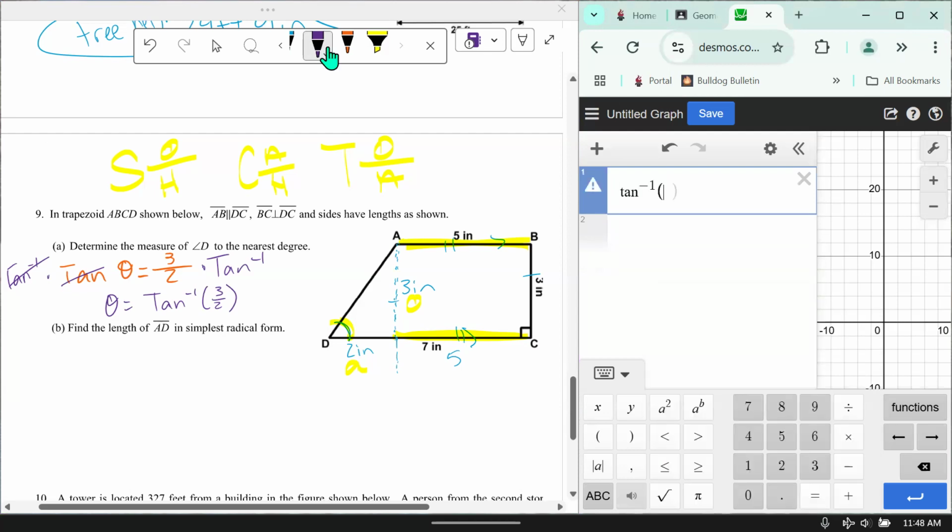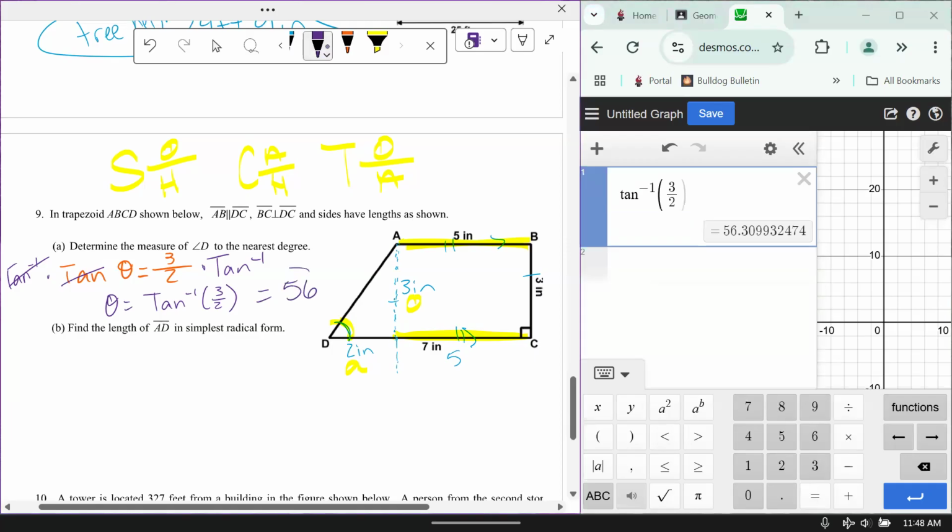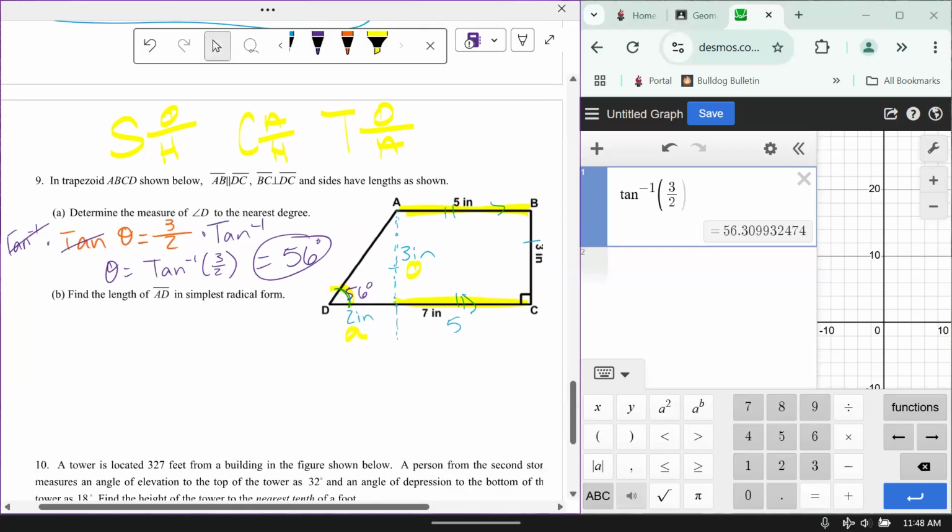Okay, inverse of tangent, 3 divided by 2. Okay, and this says to the nearest degree, so that would be 56 degrees. So D equals 56 degrees. Now it wants us to find the length of AD. So the length of AD would be this side right here, right?